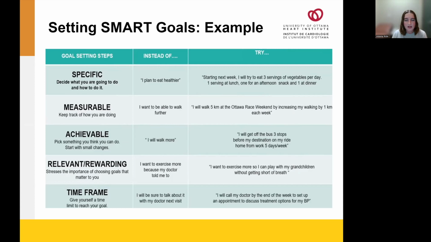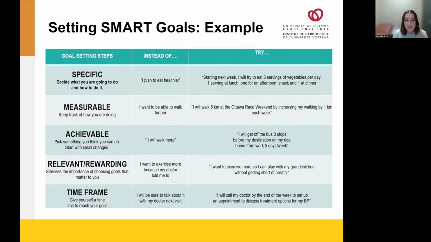So the top area talks about making your goal specific. So decide what you're going to do and how you're going to do it. Instead of saying, I plan to eat healthier, you could say, starting next week, I will try to eat 3 servings of veggies each day, 1 serving at lunch, 1 for an afternoon snack, and then 1 at dinner. So that kind of goal, it goes from a level 1 to a level 4, right?